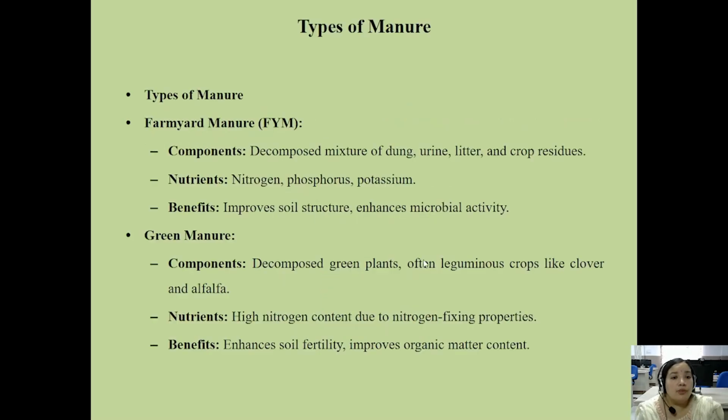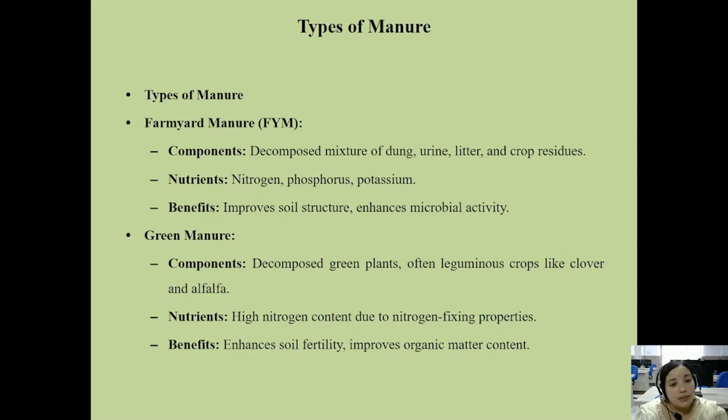Then come to the types of manure. We can call this खाद in Hindi. हिंदी में खाद भी इसे कहते हैं. Types of manure. Farm yard manure. Components are decomposed mixture of dung, urine, litter, and crop residues. These are the components of manure which we find in the farmyard.